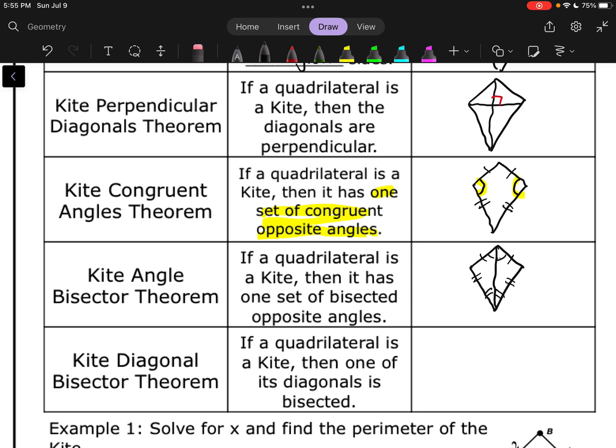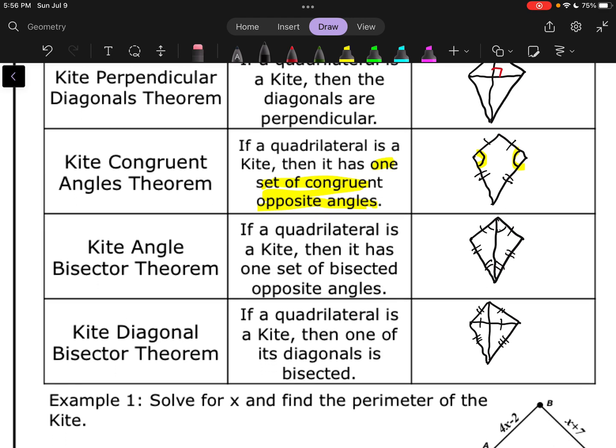Then we've got the kite diagonal bisector theorem. What this is saying is that when you draw on the diagonals of the kite, one of them is being bisected. So this diagonal is being bisected, but the other diagonal is not. It's the diagonal connecting the two points where the congruent sides and the non-congruent sides meet. So it's not the longer diagonal, it's the shorter diagonal that's getting bisected.